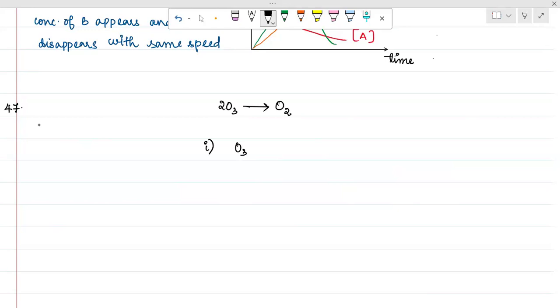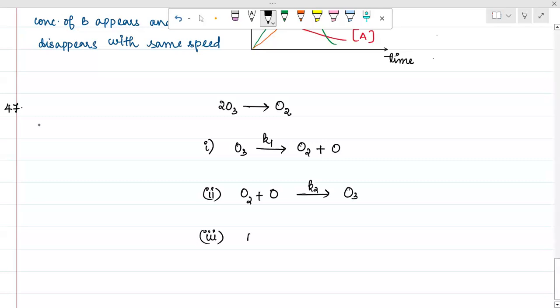Let's break it down, okay? Step 1 was O3 giving O2 plus O. This is an equilibrium process. I'm just splitting it so that you can get it easily. Step 2 is the reversible one: O2 plus O becomes O3. And step 3 is O plus O3 giving 2O2, and this happens with the rate constant of K3.